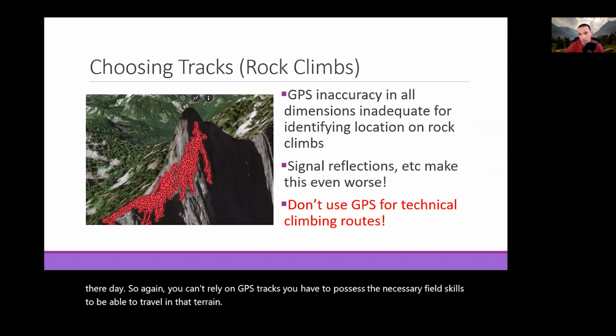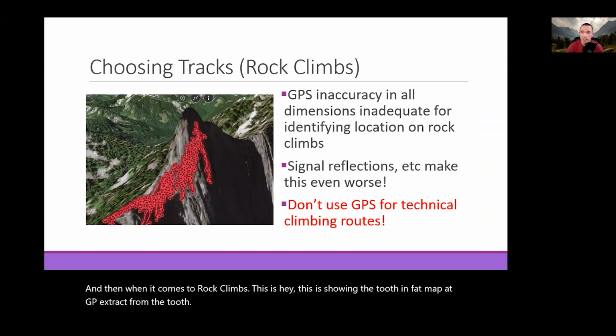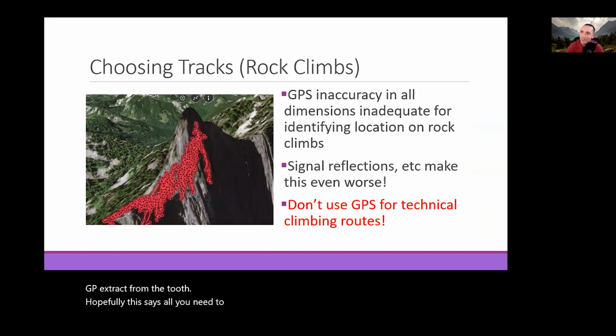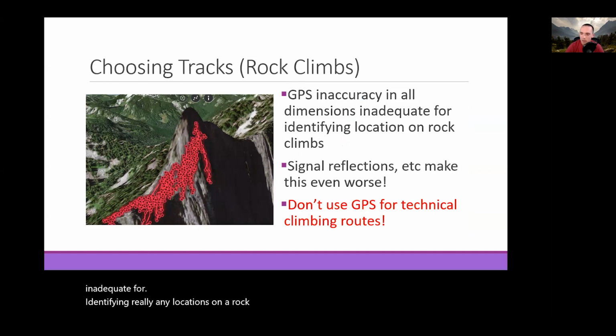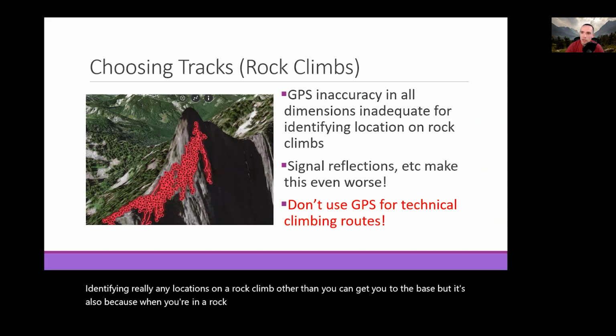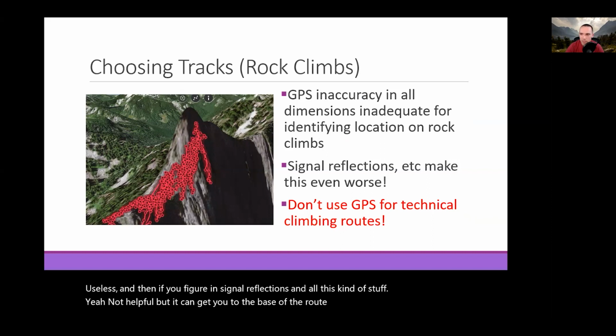And then when it comes to rock climbs, this is showing the Tooth in FatMap, a GPX track from the Tooth. Hopefully this says all you need to know, but GPS inaccuracy in all dimensions makes GPS inadequate for identifying really any locations on a rock climb other than it can get you to the base. But it's also because when you're on a rock climb, you're going very slowly, and so your track will just accumulate all kinds of noise, making it useless. And then if you figure in signal reflections and all this kind of stuff, yeah, not helpful, but it can get you to the base of the route. So again, don't use GPS for technical climbing routes.